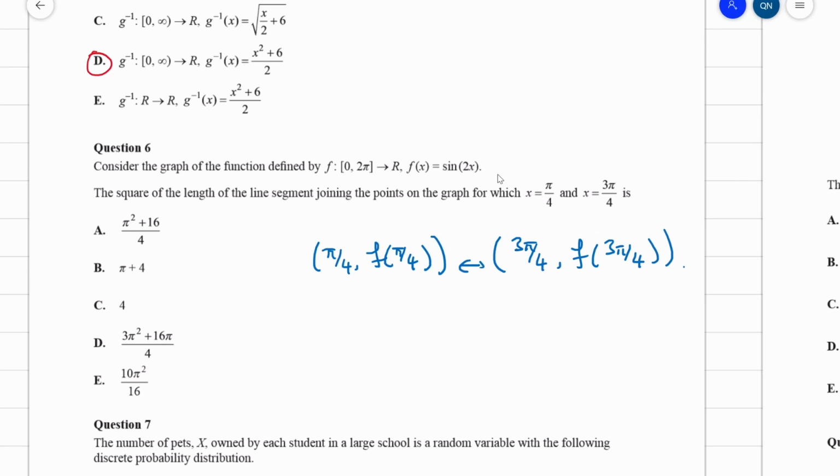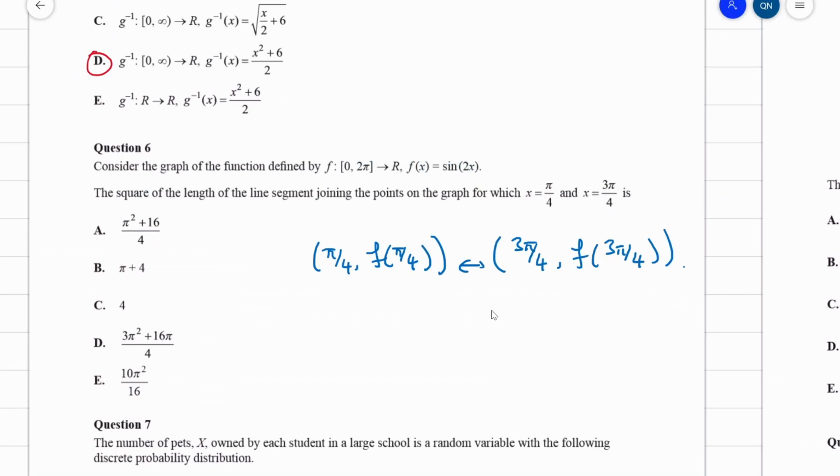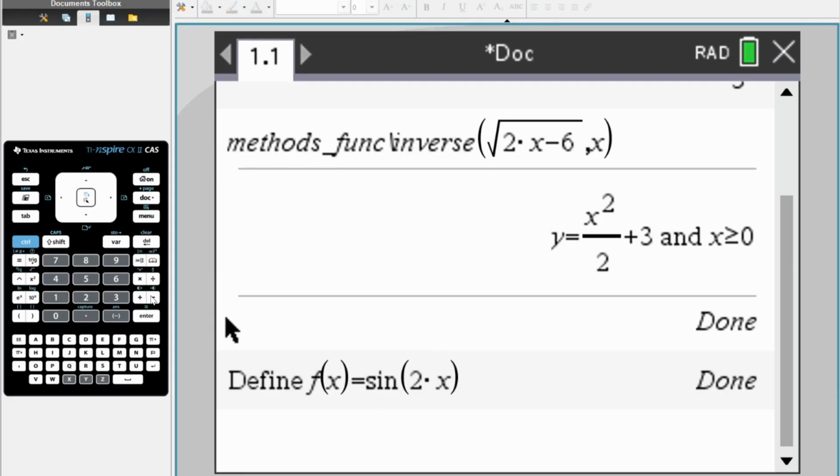Instead of having to calculate what these two points are, you can just define your function f(x) to be equal to sine of 2x, and then just refer to those two y coordinates there as f(pi/4) and f(3pi/4).